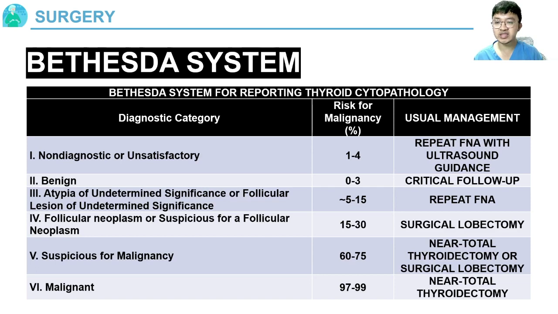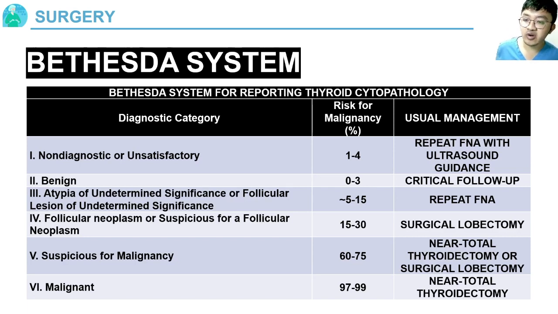It starts with 1, which is non-diagnostic or unsatisfactory. If it's non-diagnostic or unsatisfactory, you need to repeat your fine needle aspiration, but now with ultrasound guidance to enable you to hit more accurately the lesion. Next, Bethesda 2 is benign, so you just need to do critical follow-up. Bethesda 3 is the atypia of undetermined significance, or AUS, or follicular lesion of undetermined significance, or FLUS. So if you have AUS or FLUS, you also need to repeat the FNAB, okay, just to confirm the diagnosis.